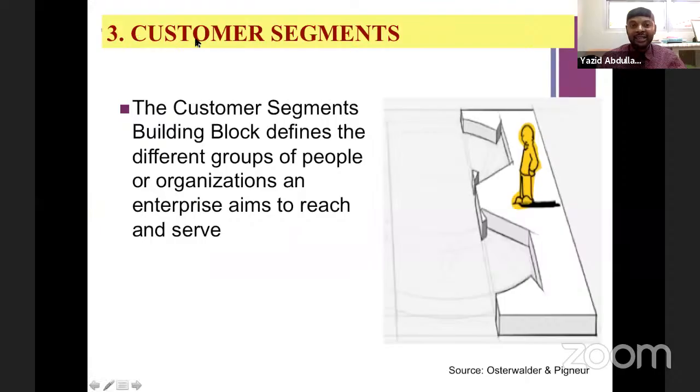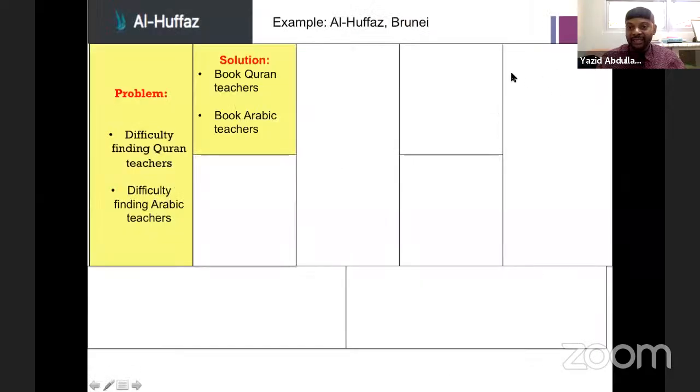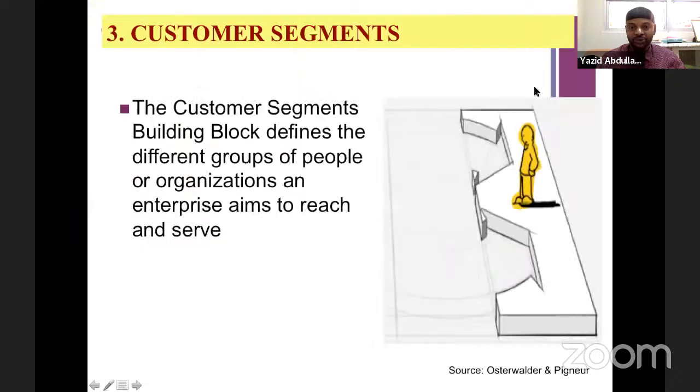The next thing is the customer segment. If you go back, this is where the customer segment is in the canvas. It's the one at the right corner. That's the one we want to build now. So the customer segment building block defines the different groups of people or organizations that an enterprise aims to reach. If you're building a business, you have to think, who am I targeting as a customer?